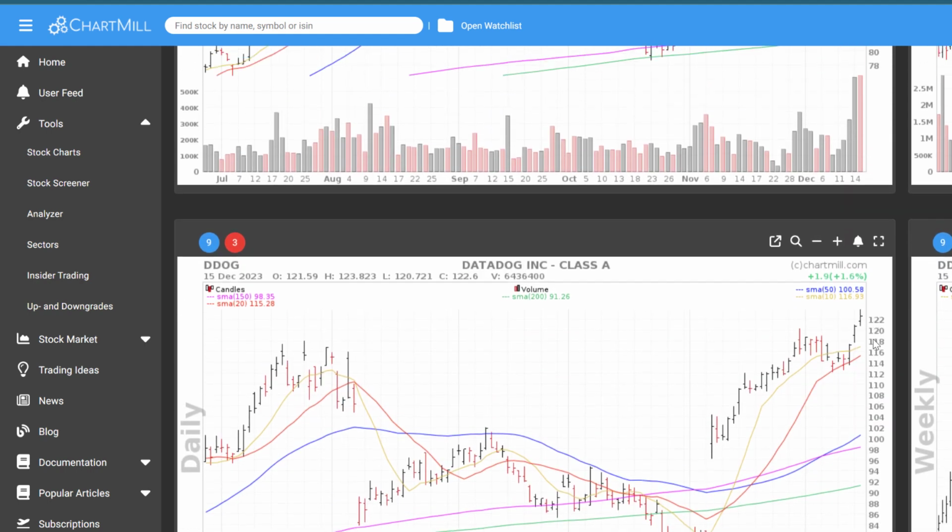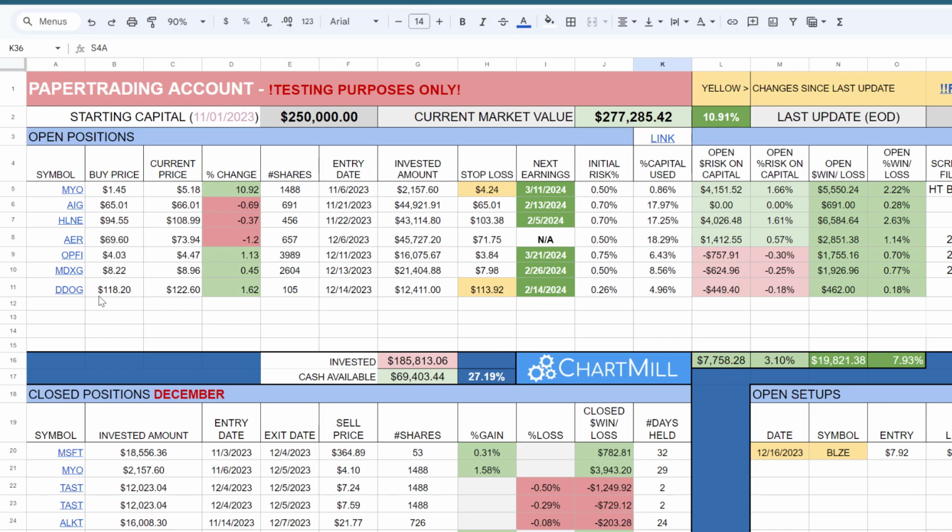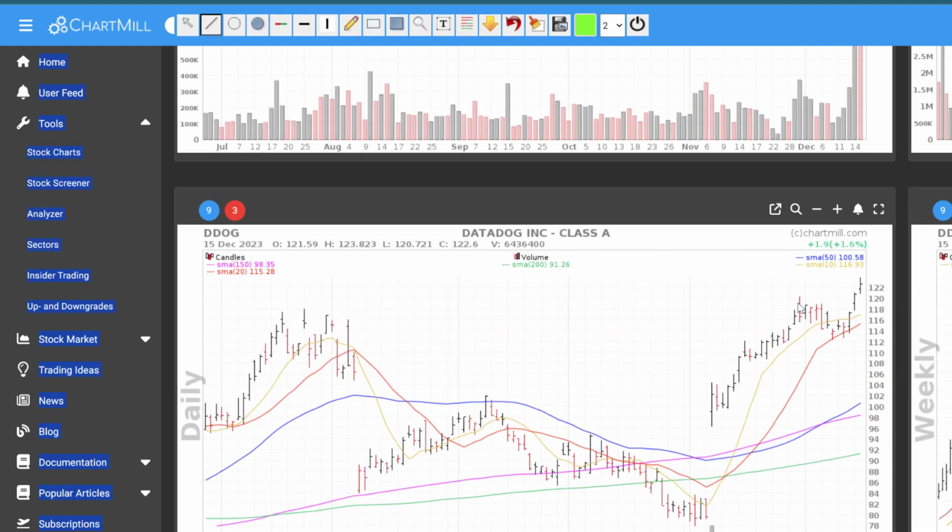DDOG, that is one of the most recent positions, I think it's the most recent. It was a very tiny test position, and the reason for that, I will show. The real pivot point is just above this candle, so just above 120.26, but I've entered a very tiny position because I saw this one.